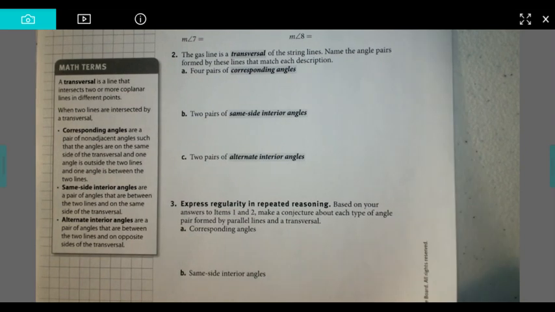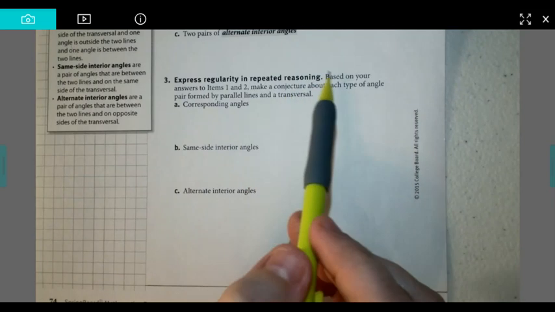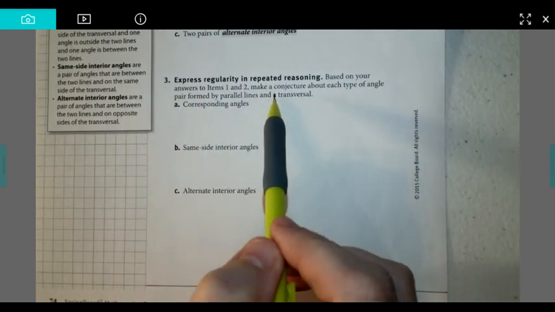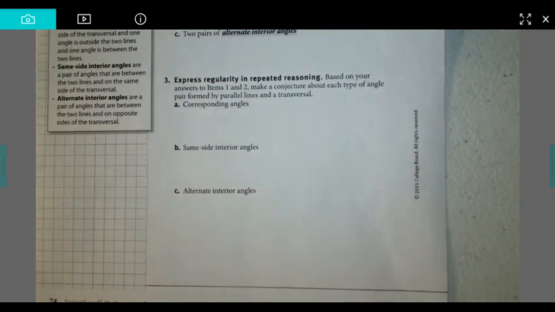The last thing, for question number 3 in this section, it asks you, based upon your answers to items 1 and 2, to make a conjecture, so make a statement that you think is true, about each type of angle pair formed by the parallel lines and its transversal. So it wants you to make a conjecture about corresponding angles, same-side interior angles, and alternate interior angles.